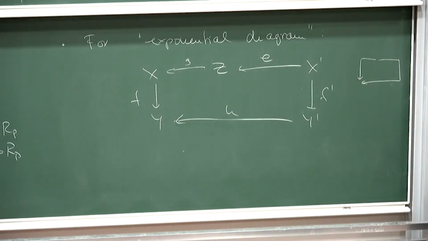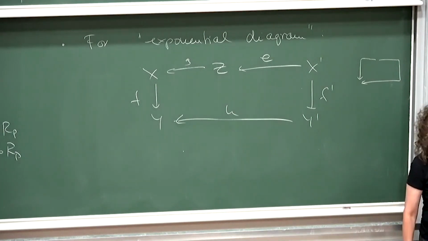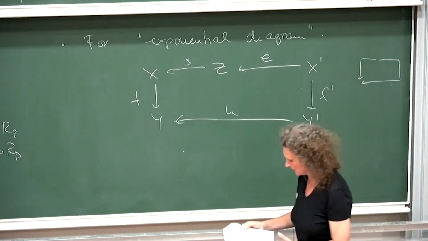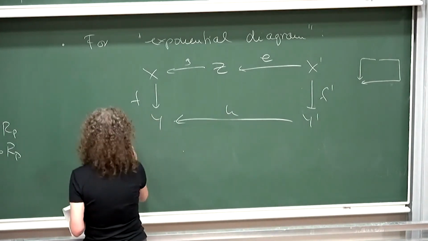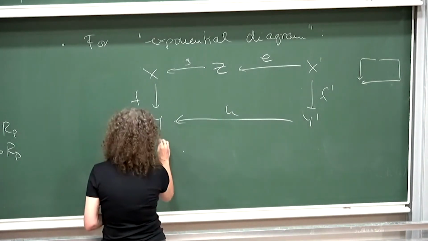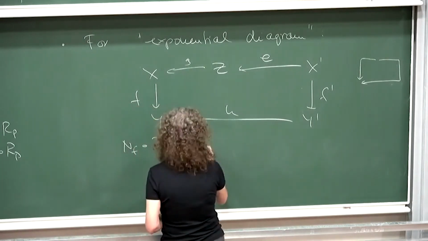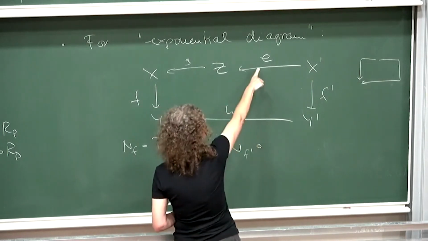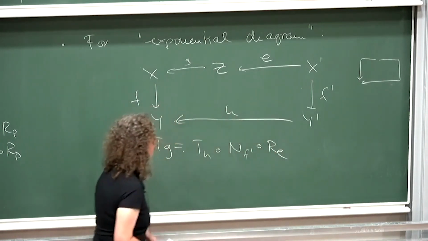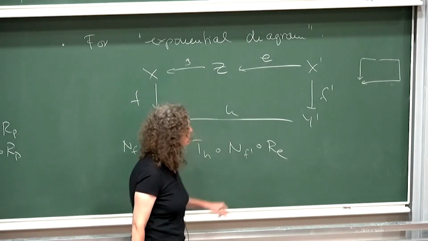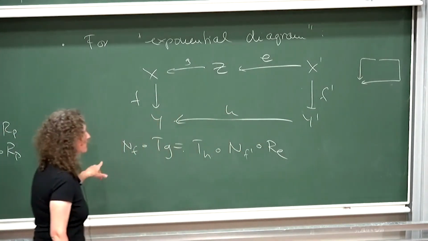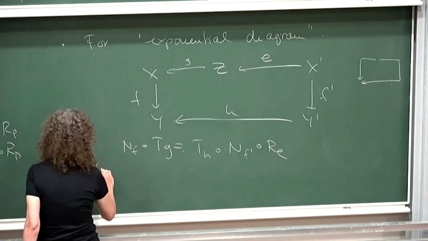So you compare these two ways of walking around. But now it does matter what you do. I mean, there you had just two options what to do, but here you don't. So you get that norm F composed with transfer G is the same as transfer H composed with norm F par. But you have this extra term, restriction along E. So you have to go backwards first and then here. So this is called distributivity.